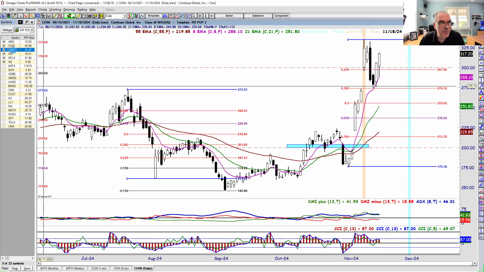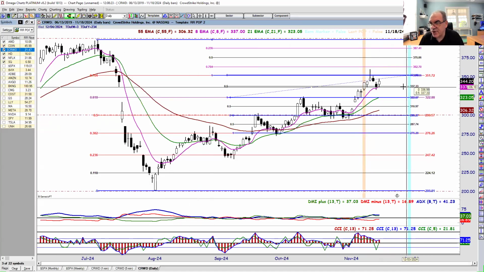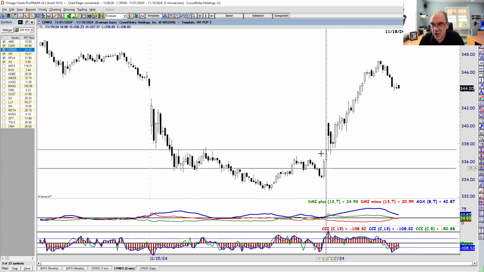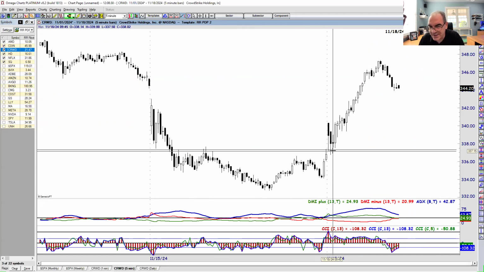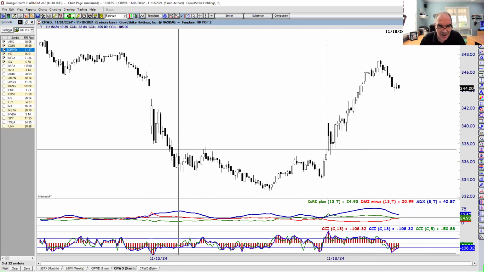So Coinbase, awesome. CrowdStrike, right? If you look at a 5-minute chart, there's that 337.33 level. Look at a 5-minute chart on CrowdStrike. We gapped up, we retested, and we bounced. It's a beautiful thing. That's exactly what I want to see.